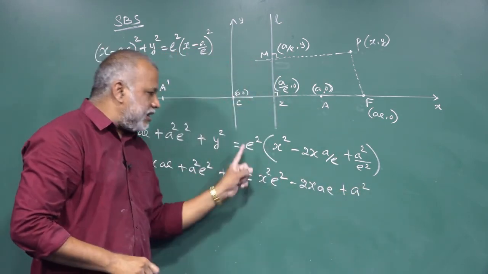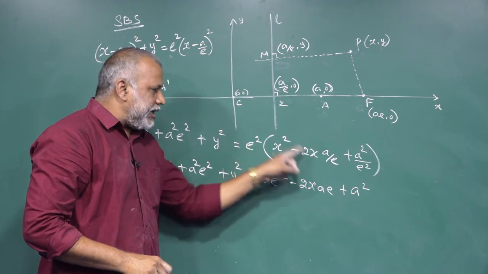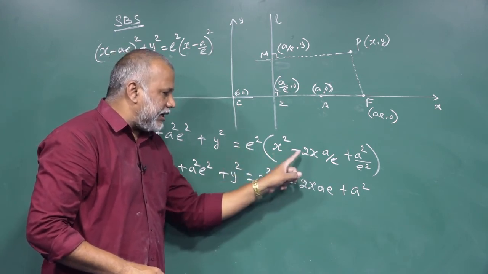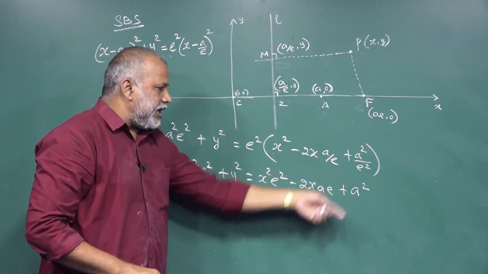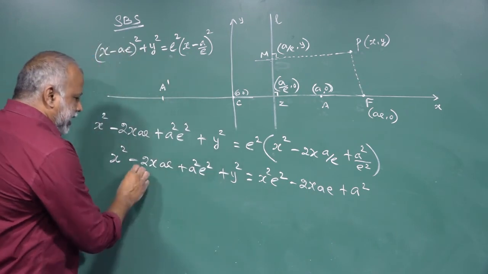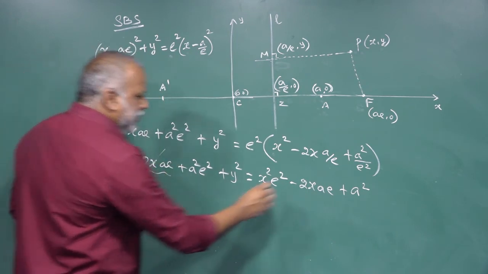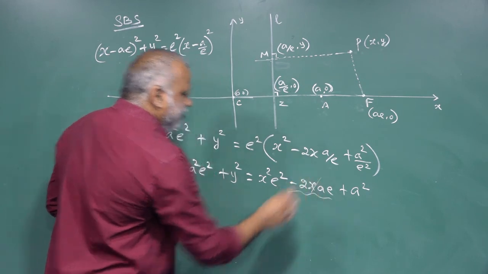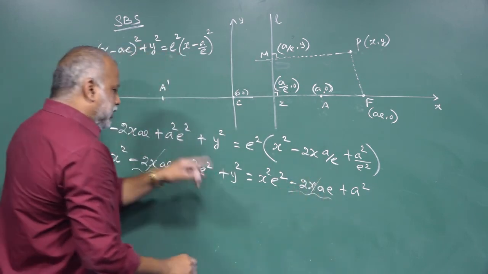Just to open this bracket, we can get x squared e squared. Again, one e will be removed. We can get 2x ae. Then a squared is the other one. See here 2x ae. Here also 2x ae will be removed. Now what are the remaining things?